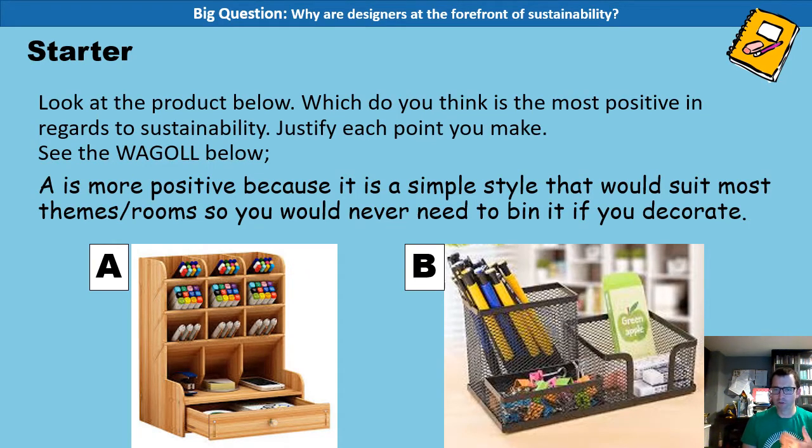So it feels as if we've got multiple starters in this lesson, but I'm just trying to get you to think a little bit. We're going to really discuss the environmental impact later in another lesson. So I just wanted to start thinking about it. So we've got two products here, product A and product B, both stationery holders. This is what your main project is going to be about for the first half of this term.